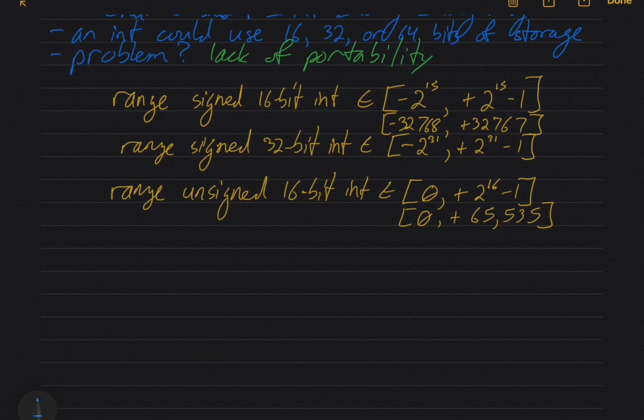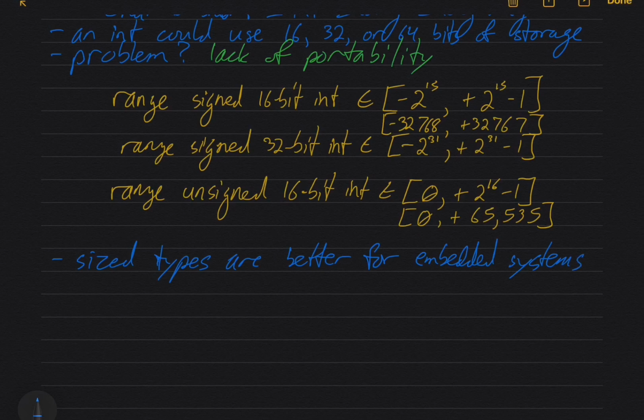Not in the original C standard, but later, I think with C99, we got sized integer types. Sized types are better, especially for embedded systems. The header file that they're included in is stdint.h, and it provides these types.